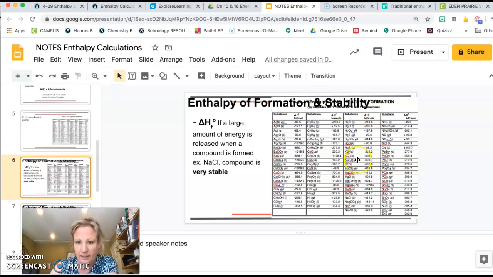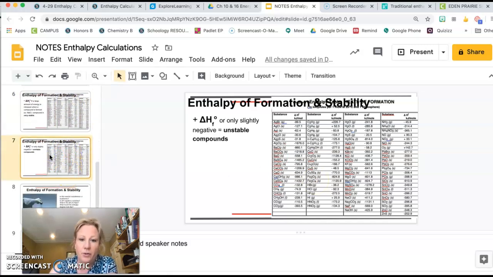So for example, the H2SO4 liquid is negative 814. That's very, very stable. Iron 3 oxide here, negative 824.8, is very stable when a mole of that is formed from iron and oxygen.